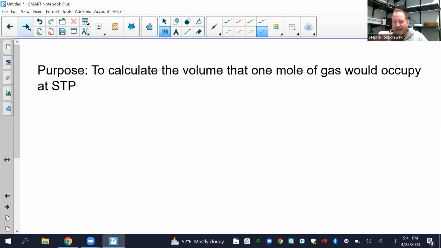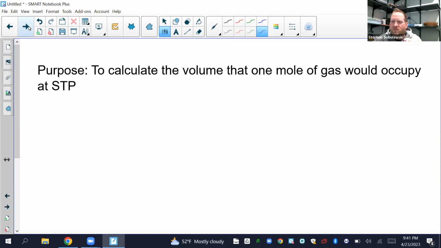So the purpose of this lab is to calculate the volume that 1 mole of gas would occupy at STP. If you had 1 mole of gas, now which gas? Actually, it could be any gas, because by Avogadro's law, any gas, regardless of its identity, will occupy the same volume per mole. It doesn't matter the size of the gas particles themselves. It's all the same molar volume.